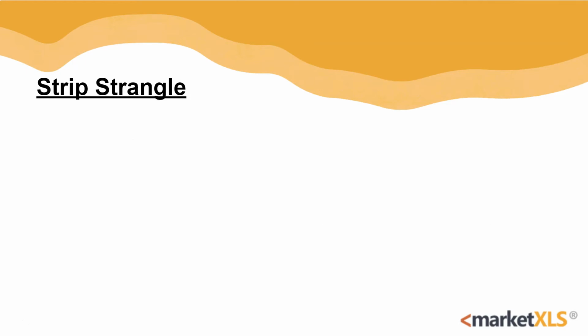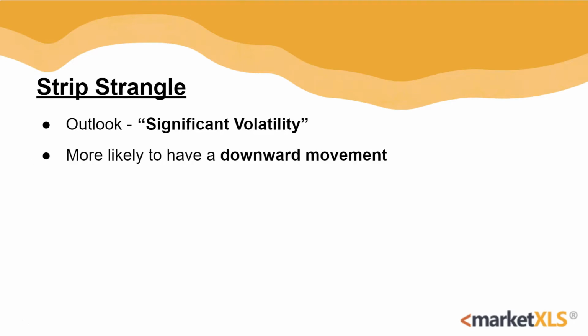A strip strangle is best implemented when you expect the underlying security to experience significant volatility in the near term, and is more likely to plunge downwards instead of rallying up. It is a modified and a more bearish version of the long strangle, which buys more put options than call options. A strip strangle is an unlimited profit and a limited risk strategy.